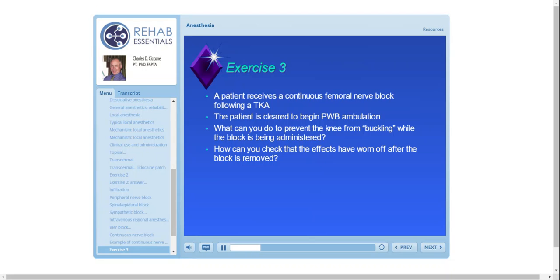Press pause and read the following question before proceeding to the next slide for the answer.